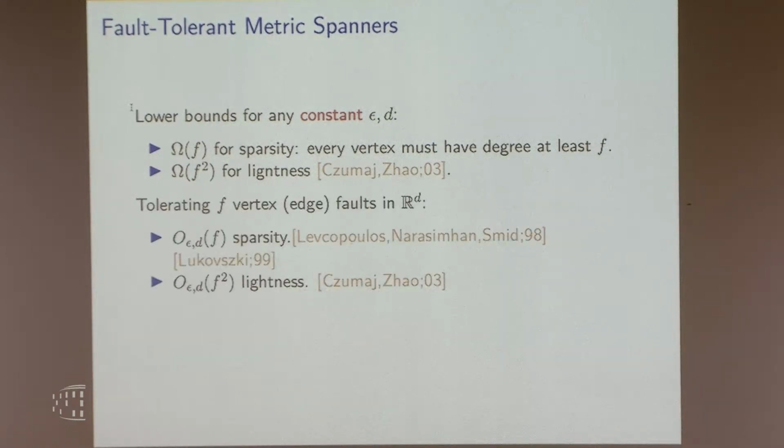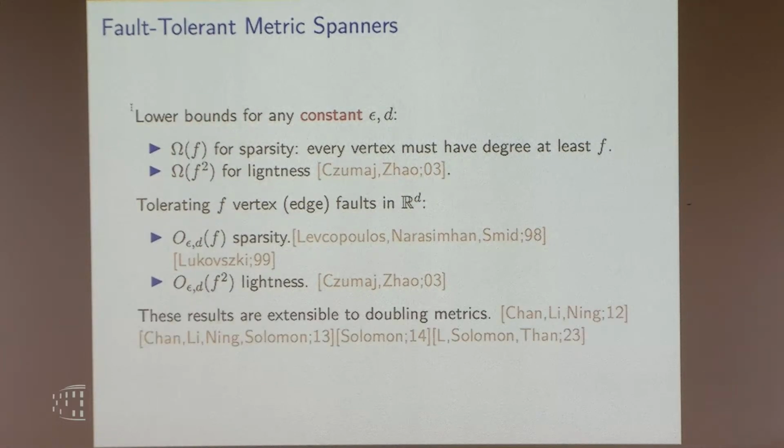And then we also achieve basically the same upper bound, matching the lower bound. So this is what we know, for both the vertex version and the edge version. And these results extend to low-dimensional metric spaces as well.